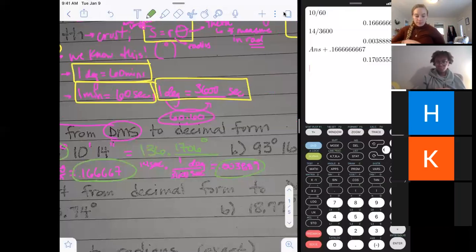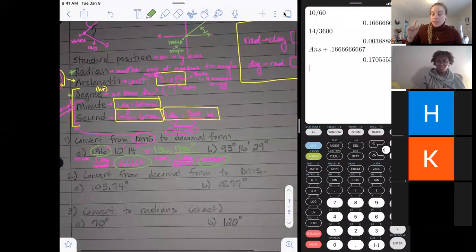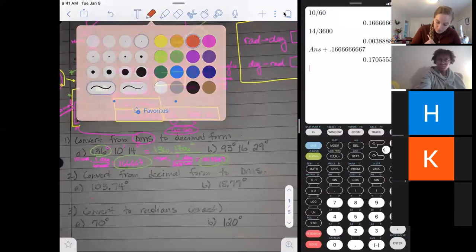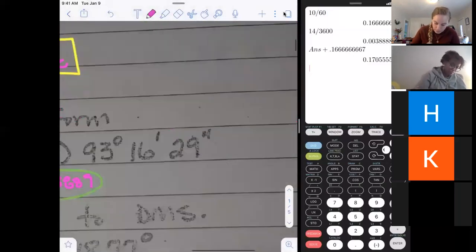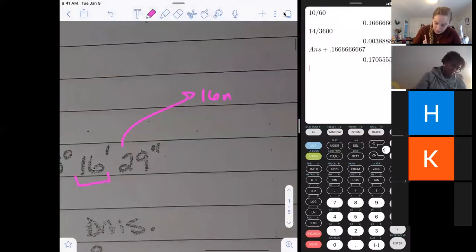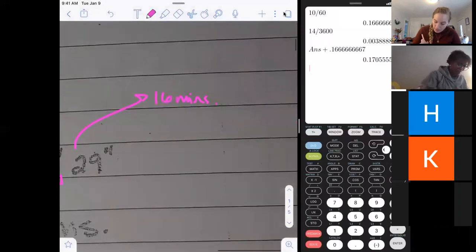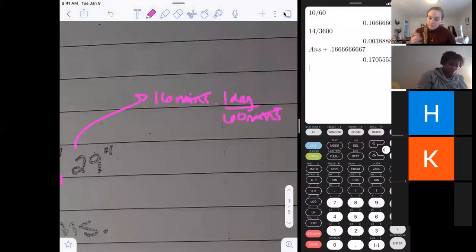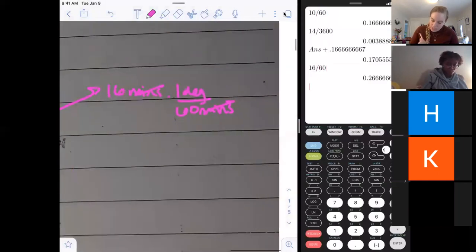All right, we're going to do another one. Same idea. Going to make my minutes into a decimal, make my seconds into a decimal, add them together. So let's go do that. So 16 minutes. We're going to multiply by 1 degree over 60 minutes because my minutes have to cancel out. 16 divided by 60 is 0.26667.